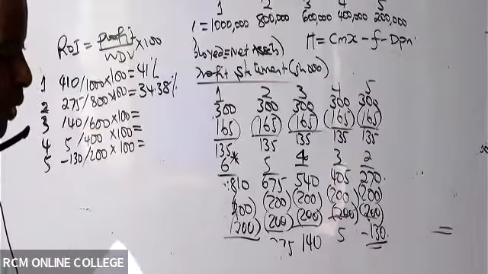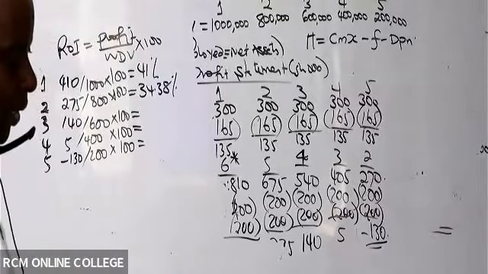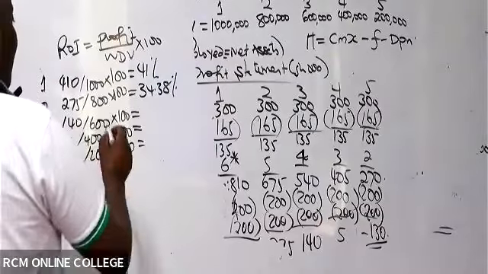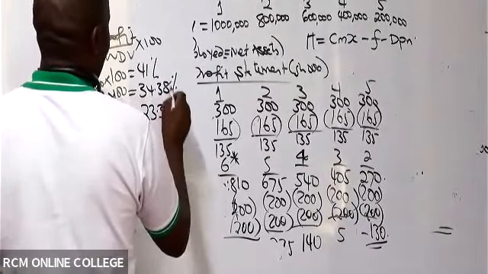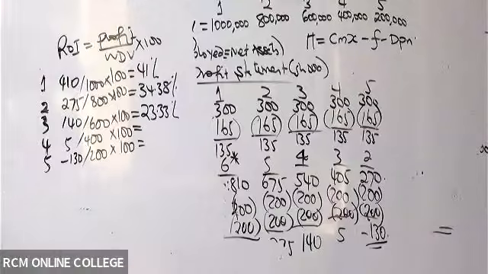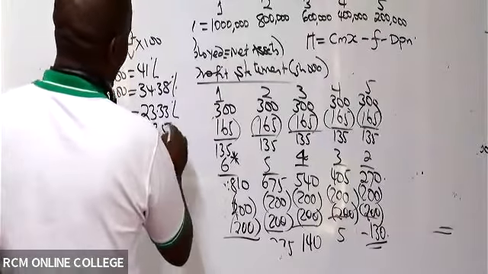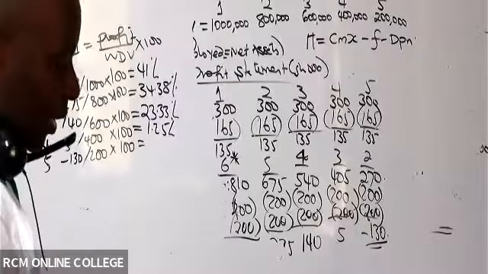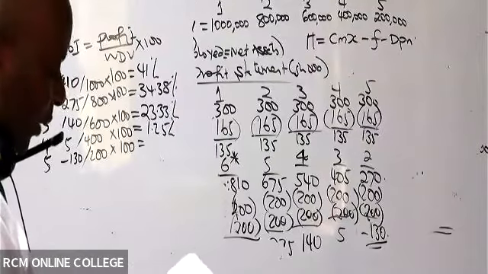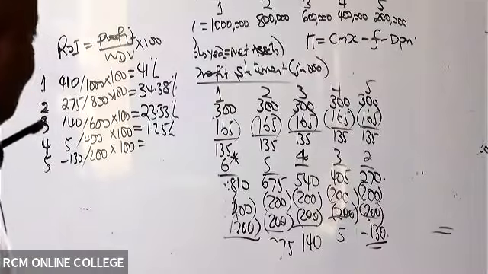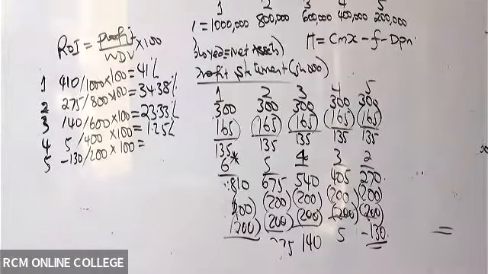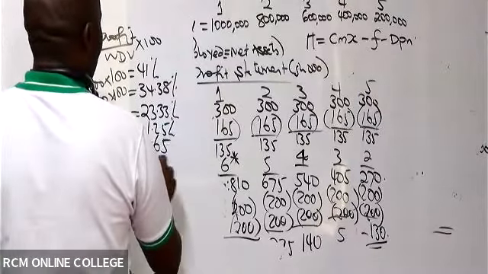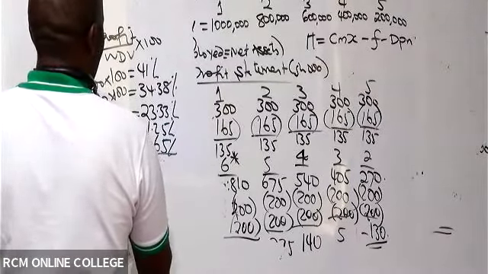Then we have the third one, 23.33%. From there, we have the fourth one. I'm being told it is 1.25, quite small. And then we have a negative return, which is negative 5%.